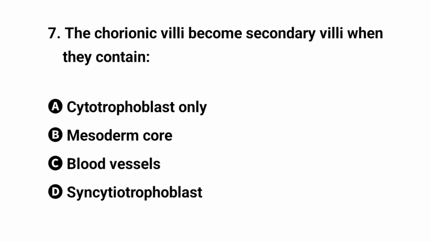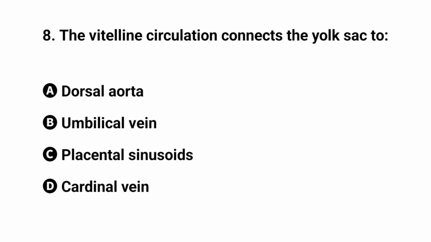Question number 7. The chorionic villi become secondary villi when they contain. The right answer is B. Mesoderm core. Question number 8. The vitelline circulation connects the yolk sac to. The right answer is A. Dorsal aorta.